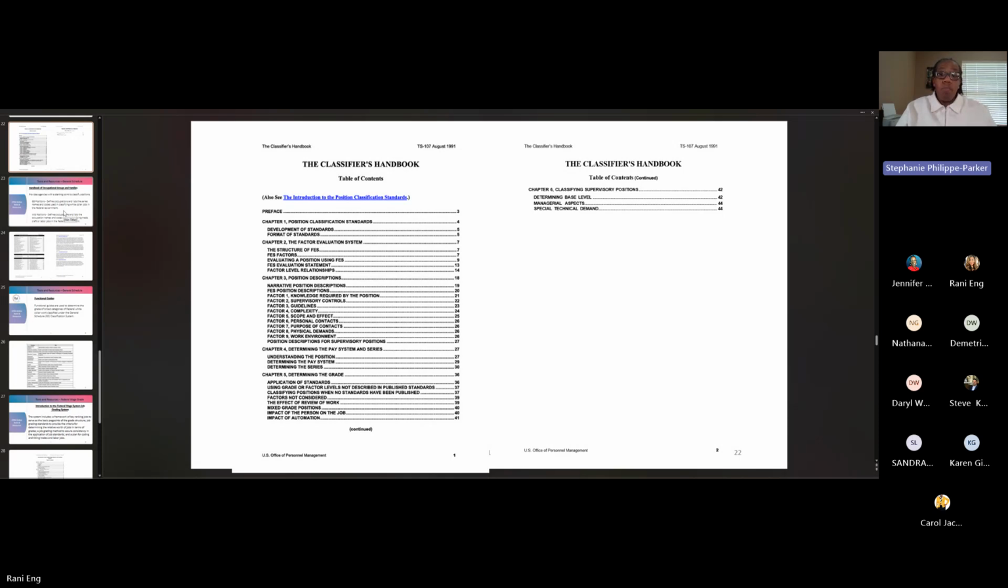One part of the handbook that I refer to on a regular basis is chapter 3, where the FES, or the 9 factors that we're typically used to seeing in GS positions, are defined. Working with management, this area is really important and helps serve as a reference for them, explaining the purpose of each factor and what type of content should and should not go into a PD. Overall, this handbook is a great resource for classifiers to use to assist with making classification determinations.